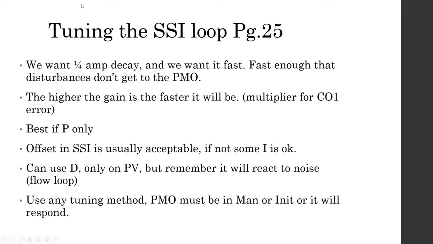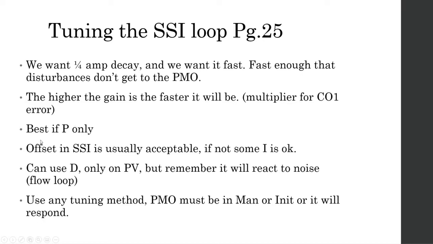Okay, so lots of different things here on tuning. So we start out tuning the secondary loop. So in our exchanger example, this would be the flow loop. Okay, so generally we want quarter amplitude decay from our secondary, and we want it fast. That's why we're not having any kind of response that's overdamped. We want quarter amplitude decay because it gets there pretty quick. We want it quick because we want to address any disturbances before they reach the primary. The higher the gain is, the faster it will be.